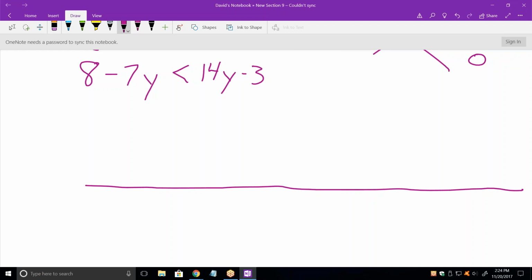How do you do it? Do we put the y's on one side? Uh-huh. Okay, so would we add 7 to the right side and add 3 to the left?